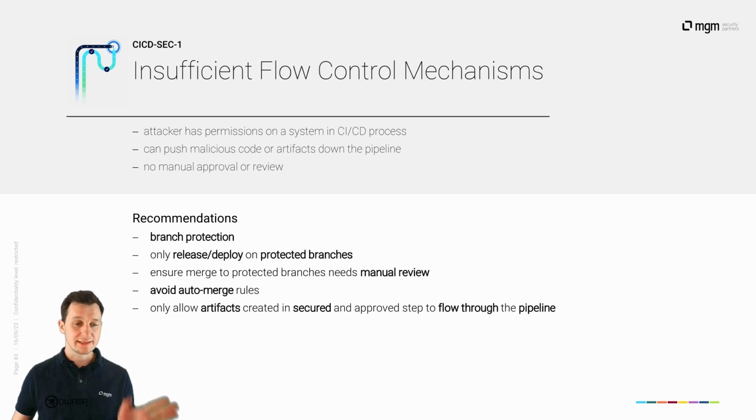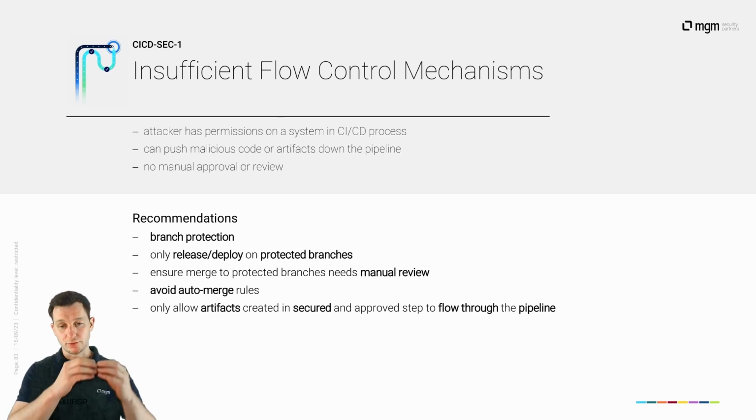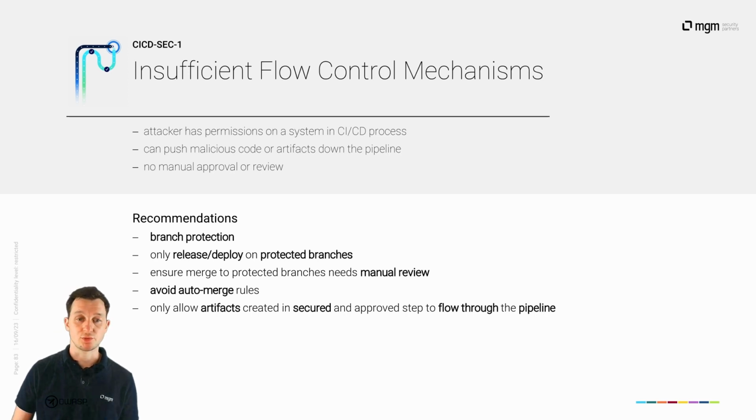And a really good way would be to only allow artifacts that are signed or in any way marked or ensured to come from a secured part of your pipeline or of your process flow, so that only these secure artifacts flow through your system, through your pipelines.